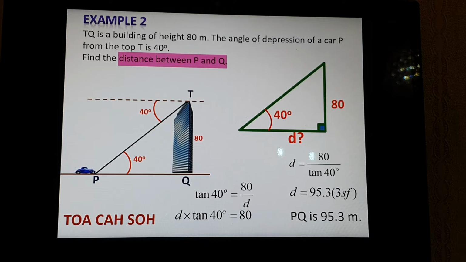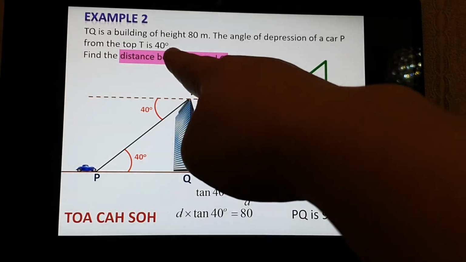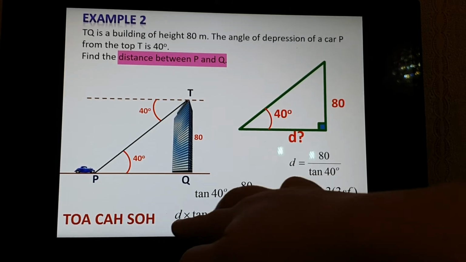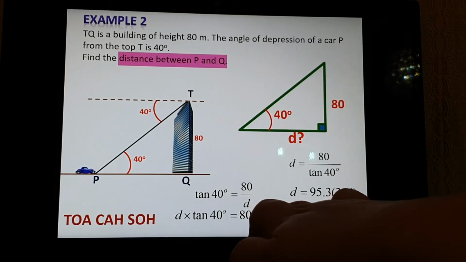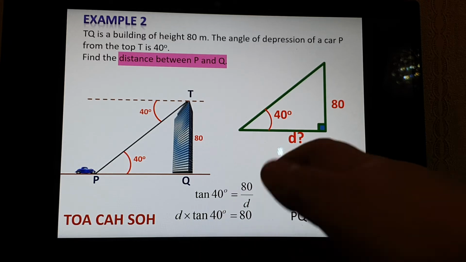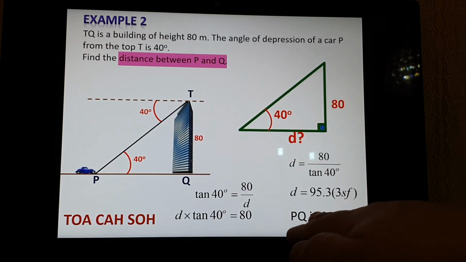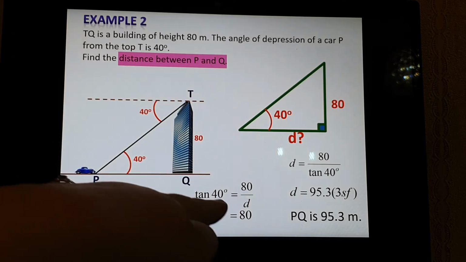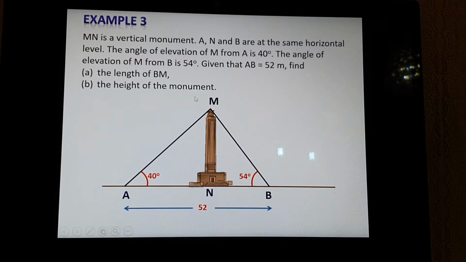When they ask you to find PQ, you can straight away write PQ here. No need to come up with another alphabet D or whatever. If in the end you never write PQ, then it's not so good, you're not actually answering the question. So straight away just write PQ. You know what I mean? Don't introduce any more new things.